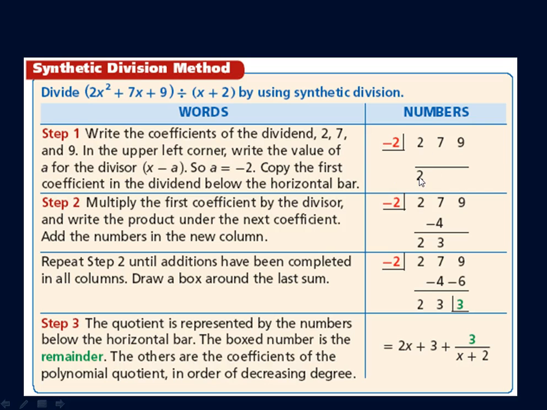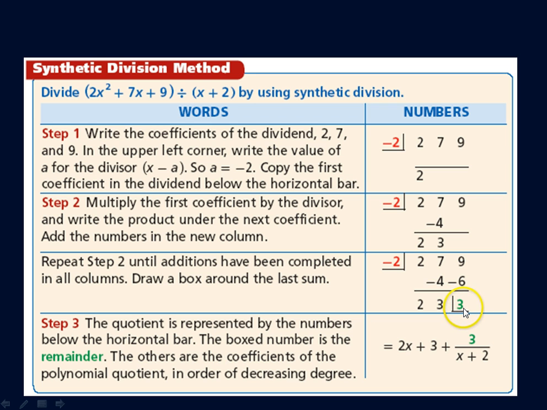Alright, what you're going to do now, you're going to take this 2 here, multiply it by our a, so 2 times negative 2 gives us a negative 4 down here. Now we're going to just take and add these two. What is 7 minus 4? That gives me a 3. And I'm going to repeat the process. I'm going to take this 3 times the negative 2. That's going to give me a negative 6. 9 minus 6 gives me 3.